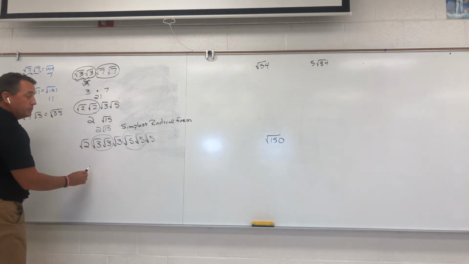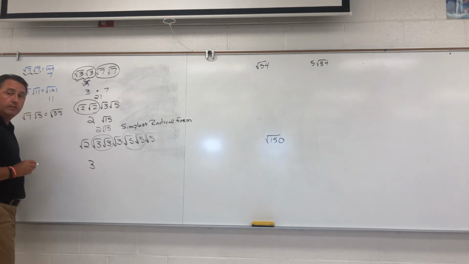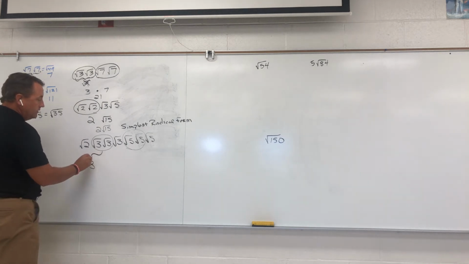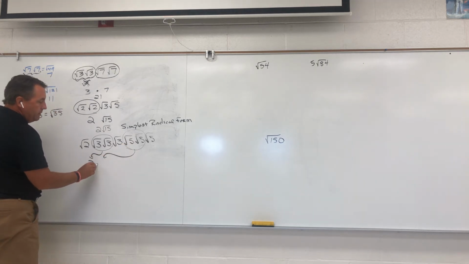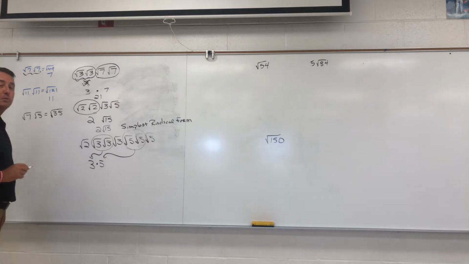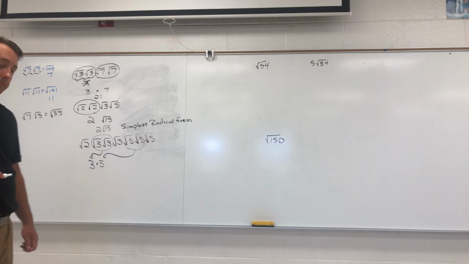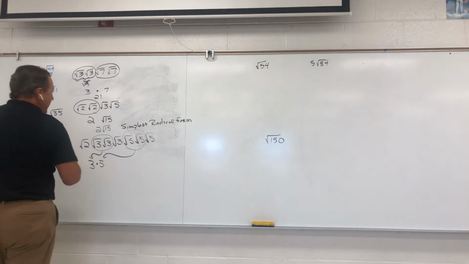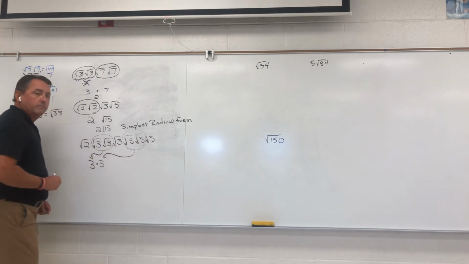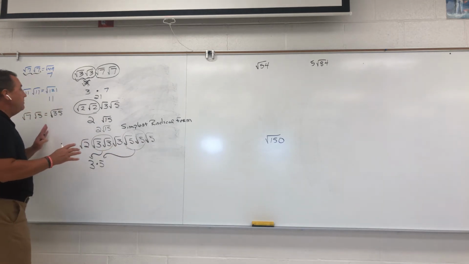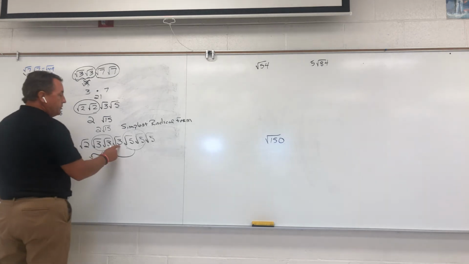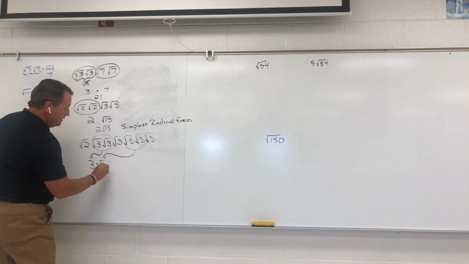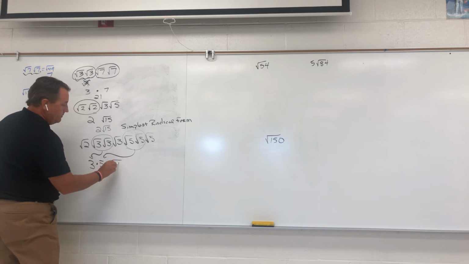This will make a 3. It's going to go out front. This is going to make a 5. It's going to go out front. And remember, we are multiplying those together. Now we have these 3 here, not the same number, but remember we said you can multiply square roots together. 2 times 3 times 5 is 30.